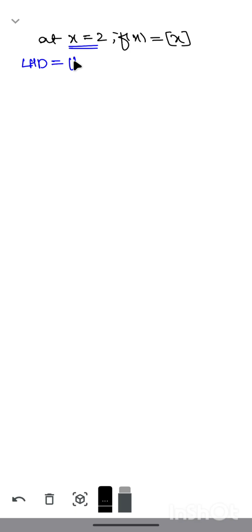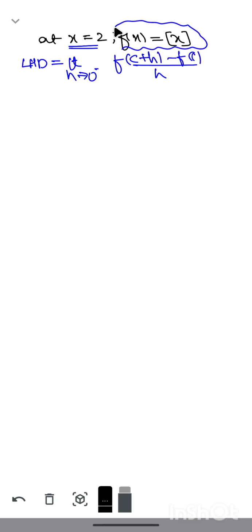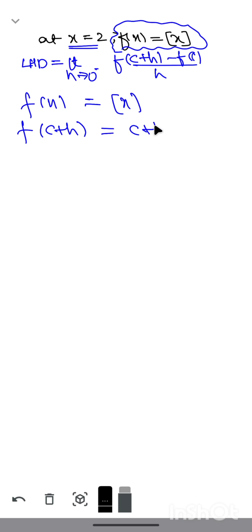First I will write the formula: limit h tends to 0 minus of f of c plus h minus f of c, whole divided by h. See dear students, I will explain here the difference between f of x and f of c plus h. F of x is already given here: greatest integer value of x. If f of x is equal to greatest integer value of x, then what will be f of c plus h? Just replace the value of x by c plus h. That's it. Clear? Greatest integer value of c plus h.